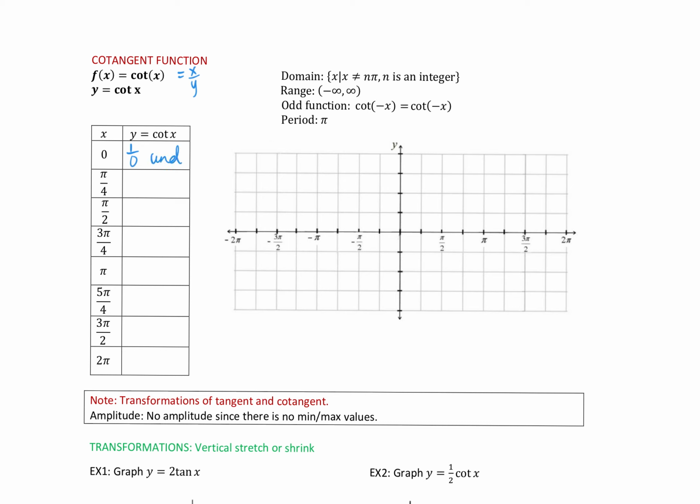At pi over 4, we get 1. At pi over 2, it's 0 over 1, so that's 0. That's good. At 3 pi over 4, we get negative 1. We're in quadrant 2 now. Sine and cosine are the same, except one is negative, one's positive, so it's going to be negative. At pi, we get undefined. The x value at pi is negative 1, but the y value is 0.